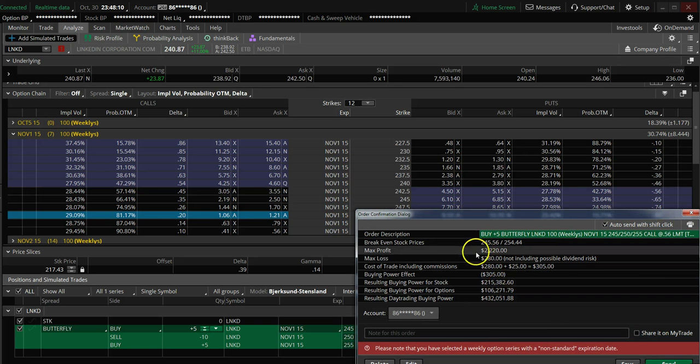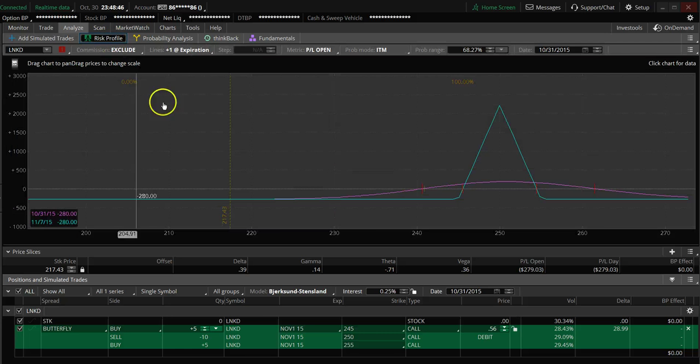Our max profit is incredibly $2,200. For that max profit, we're only going to pay $280. This is our trade with the commissions, and our broker is only requiring us to have $305 in our account because this is very inexpensive to put on. So basically, look at your risk to reward. You're going to risk $280 for a maximum reward of $2,220. Let's take a look at that on the risk graph.